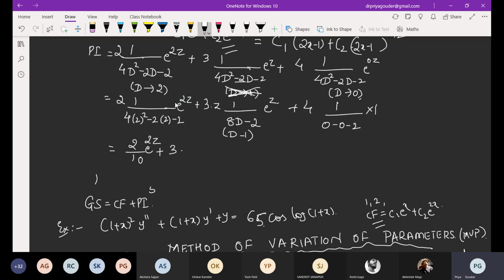Here 3. If you replace D by 1, 8 minus 2 is how much? 8 minus 2 is 6. 2 ones are 2, 2 twos are... what is the value? Minus 2. Write PI in terms of x only. 2 ones are 2, 5 twos are 10, so 1 by 5. What is e raised to 2z in terms of x? Check your x in the problem. Tell me e raised to 2z.